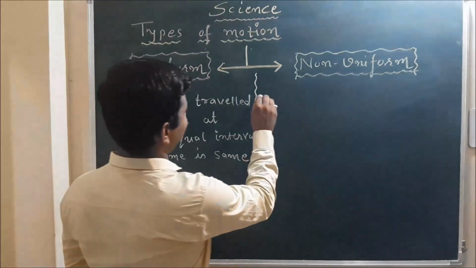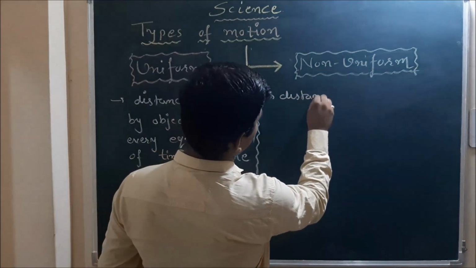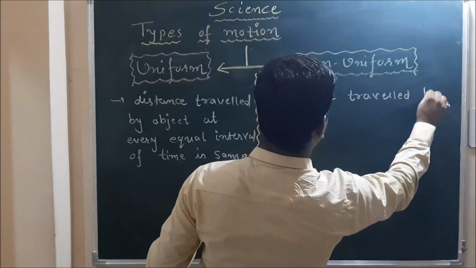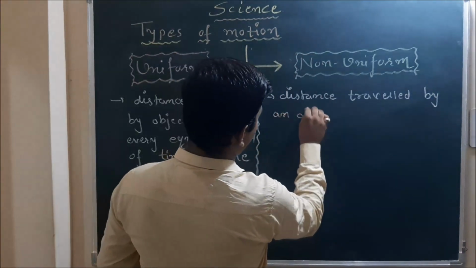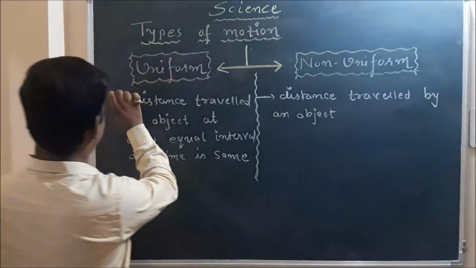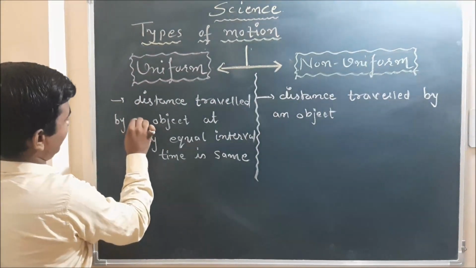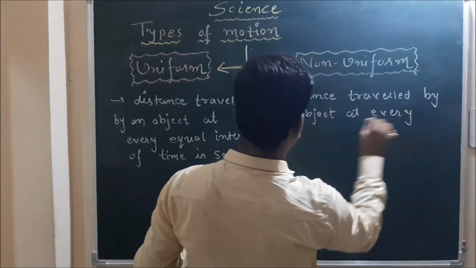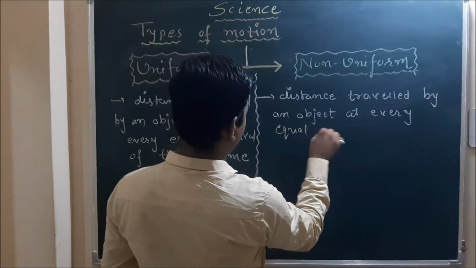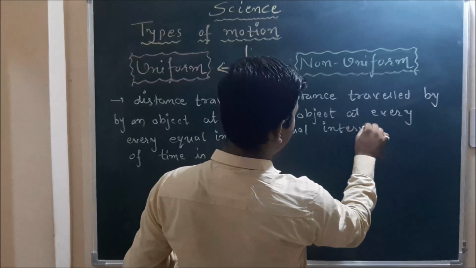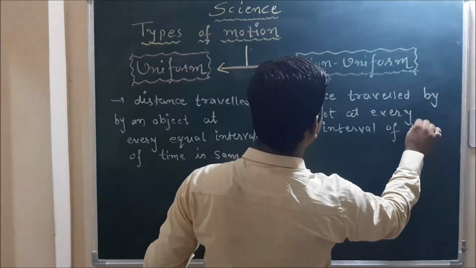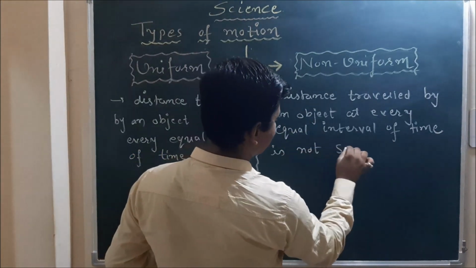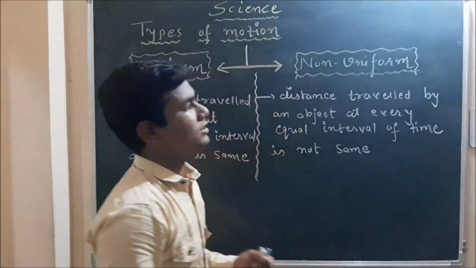And in non-uniform motion we can say that the distance traveled by an object at every equal interval of time is not the same. So that is considered as non-uniform motion.